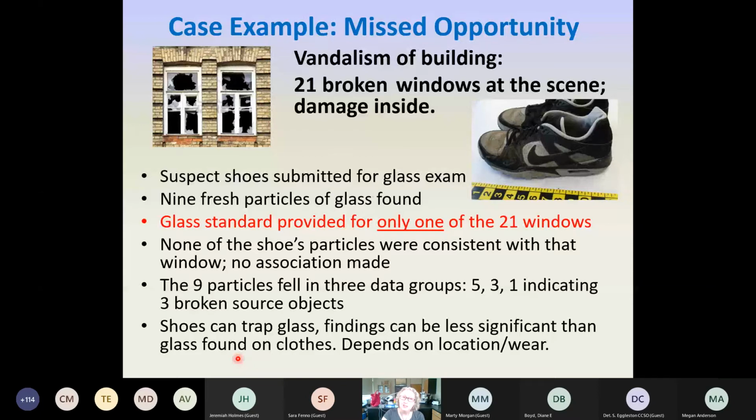That is a lot of standards to collect and compare, but submitting 1, I think, is kind of a false assumption that all those windows in the building are the same, and they're definitely not.